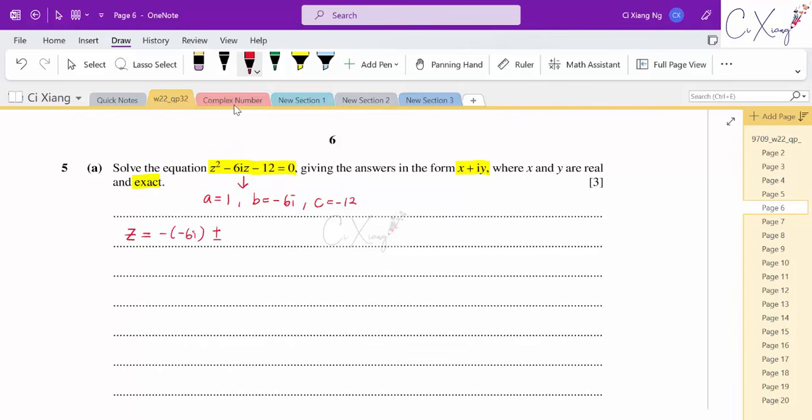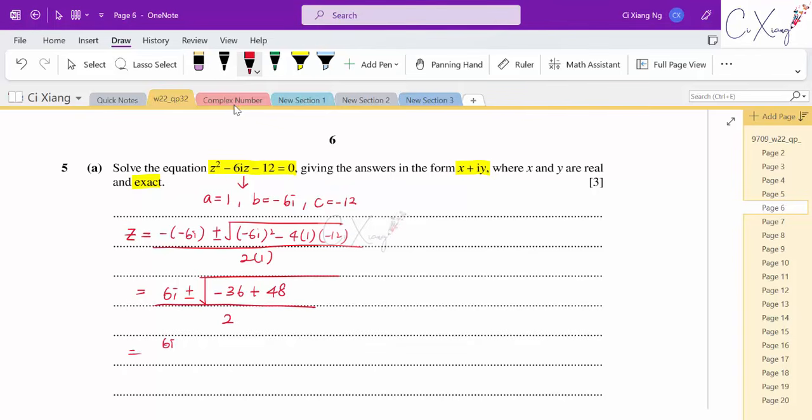So I'm using negative B plus minus the square root of B squared minus 4ac, then divided by 2a. Alright, so to get z, I simplify all the terms here. Negative 6i squared gives 36 with i squared, which is negative 36 eventually. And then plus 4 times 12, which is 48, then divided by 2.